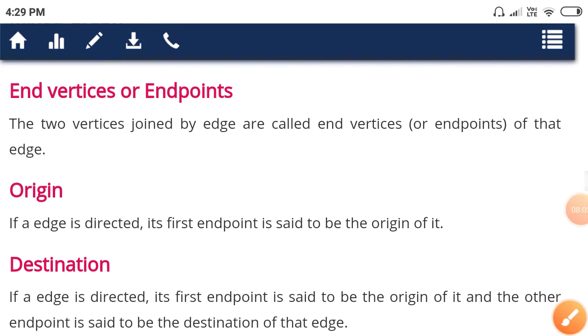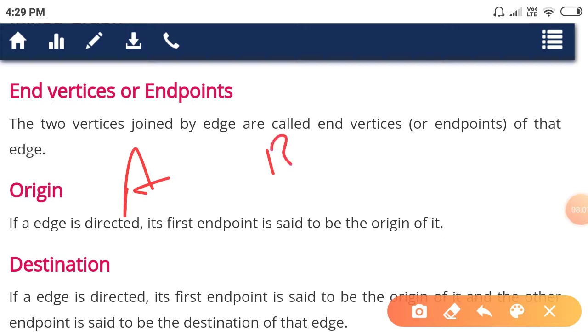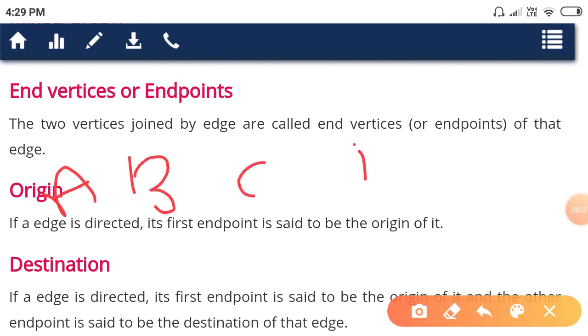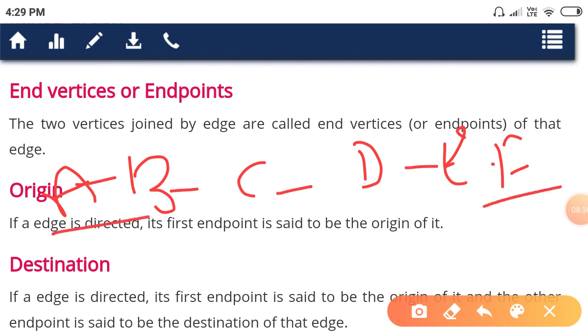Next, end vertices or endpoints. Like the endpoints from a to b, c, it is like this. Which one is the end vertex? The two vertices joined by an edge are called the end vertices of the edge. So it is in the case of a cyclic graph, the starting point and then the ending point. Here there are vertices a, b, c, d, e, f. Like this it is there. This is the starting vertex, and we call these the end vertices.